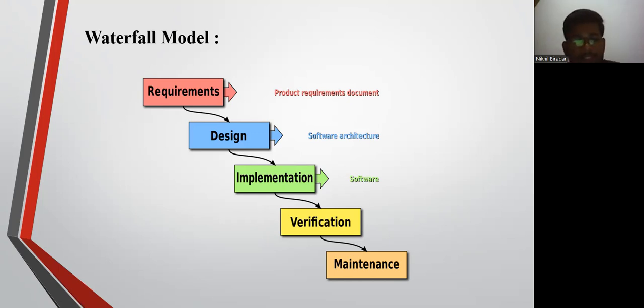The next stage can start only after the initial stage. The output of the first stage is fed as input to the next stage, so all these stages are run one after another. Whenever one stage is completed, it will move forward. It has various stages like requirements, design, implementation, verification, and maintenance.